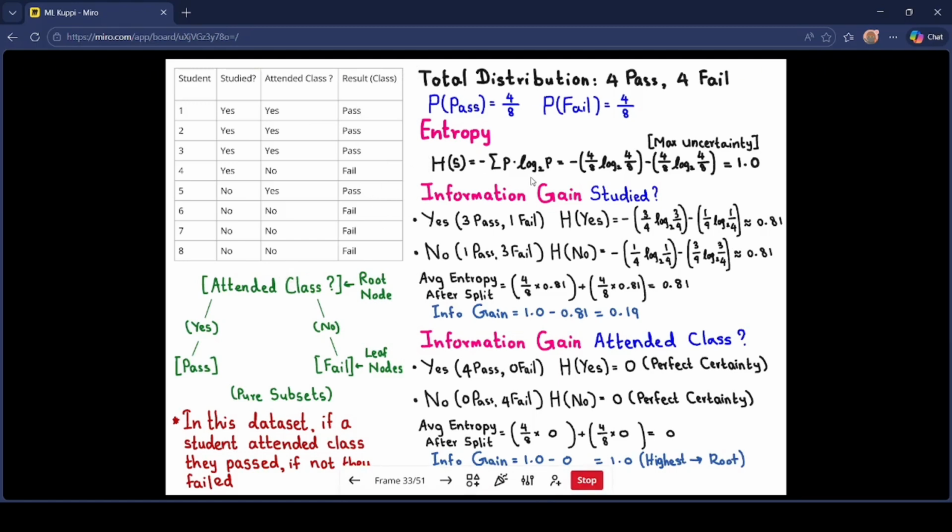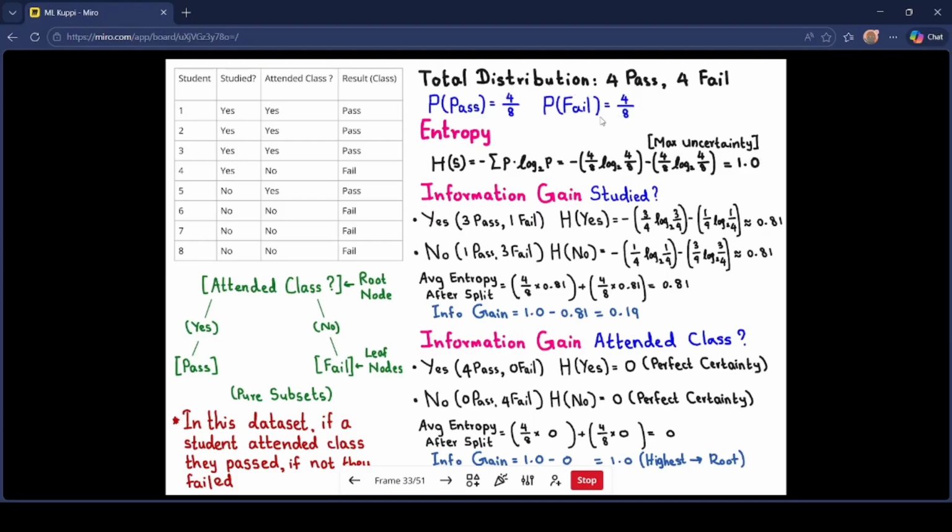First of all, we have to find the probabilities of the classes. The first is the probability of passing. We have an equal number of people passing and failing, 4 out of 8 for passing and 4 out of 8 for failing. Then we calculate the total entropy of the entire sample. Applying the formula, we get 1.0. So maximum uncertainty there, because we have exactly 50-50.